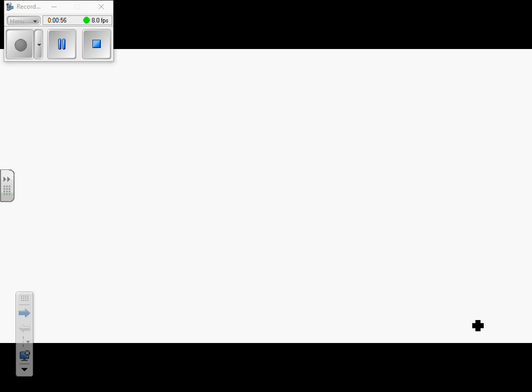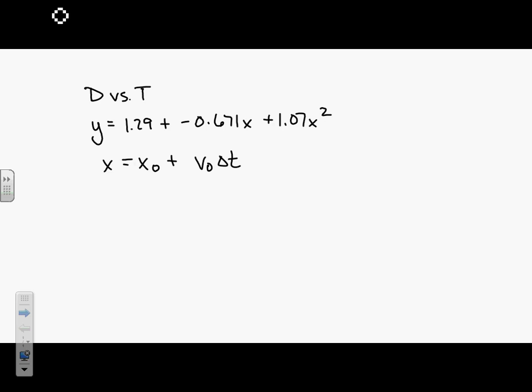So we have the displacement versus time graph, and our equation looked something like this. It's like y equals 1.29 plus a negative 0.671x plus 1.07x squared. And we said that this went right along with this equation, x equals x naught plus v naught delta t plus 1/2 a delta t squared, right? So these two equations match.